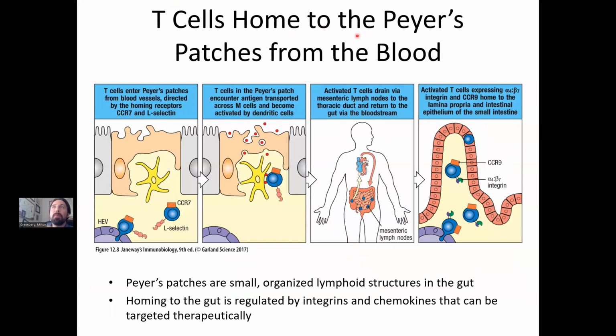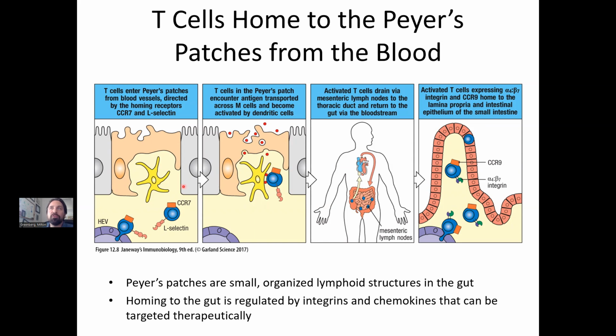So these T cells home to the Peyer's patches from the blood. So here we have our high endothelial venules. This high endothelial venule is a specific type of vein that the leukocytes can traffic through, and they have specific receptors. Again, here are selectins that help facilitate that rolling on the endothelial surface. We also have chemokine receptors that help these cells migrate to where they need to be. So the T cells can enter the Peyer's patches from the blood vessels, directed based off of the receptors that they have. The cells that express the receptors that are important for entering these tissues will end up in the tissues. The cells that don't express these receptors will end up where they're supposed to be based off of their receptor expression.